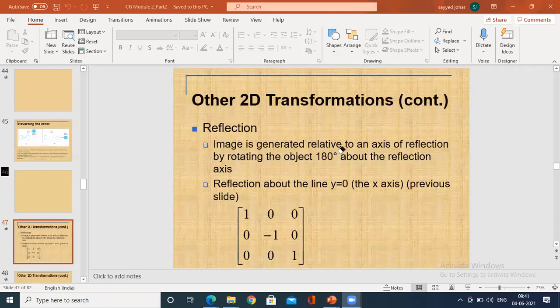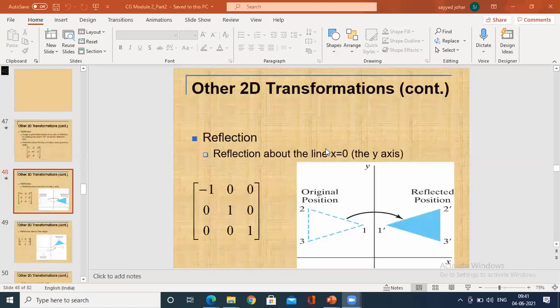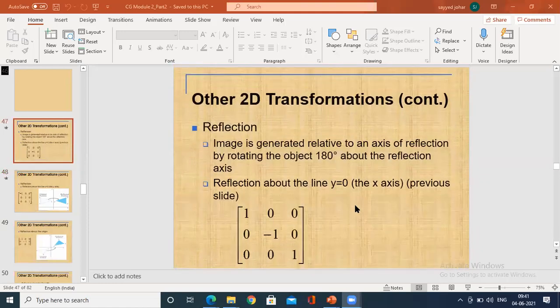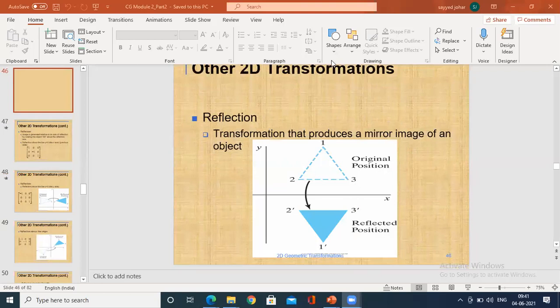The image is generated relative to the axis of reflection, by rotating the object 180 degrees about the reflection axis. This is a rotation along 180, what he is stating. So reflection about the line x equal to 0 is a reflection along the y-axis. For those who have not followed, this is a reflection along the x-axis where y equals 0. Along the x-axis, you are going to reflect it.